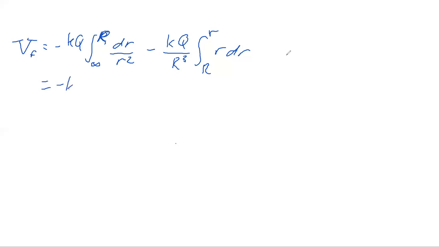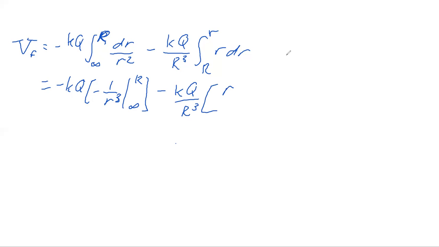So negative KQ, that integral, which just becomes, what was that? I get a negative there, don't I? Negative 1 over r cubed. And I'm going to plug in my limits, infinity to capital R. Same thing here, I have my constants. And this one gives me an r squared over 2 with my limits, capital R to lowercase r.